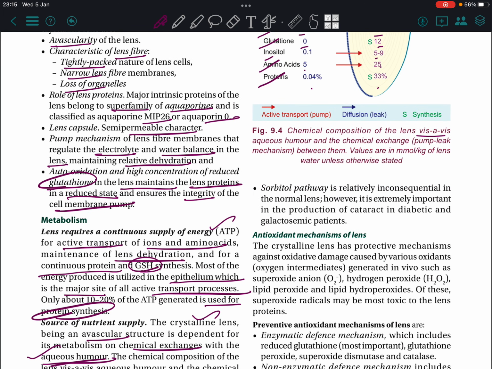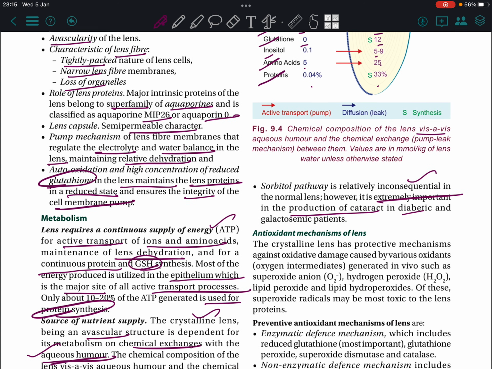Sorbitol pathway. It is relatively inconsequential in normal lens. However, it is extremely important in the production of cataract in diabetics.